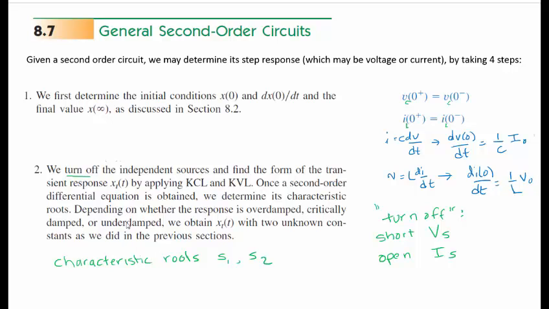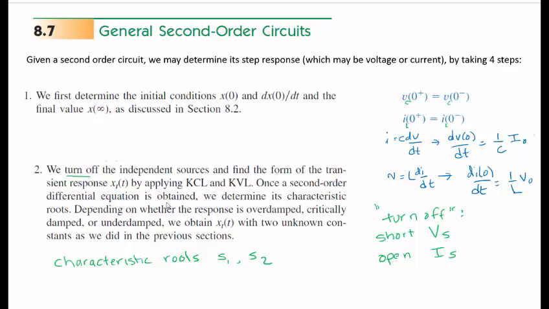So the next step is you turn off all the independent sources, that's your voltage and current sources, and you find the transient response by applying KCL and KVL. And then sometimes you'll have two equations and two unknowns that you combine, one differential equation with the other differential equation, which is the example I'm going to show you, and then you get one final differential equation in one of the variables, either I or V.